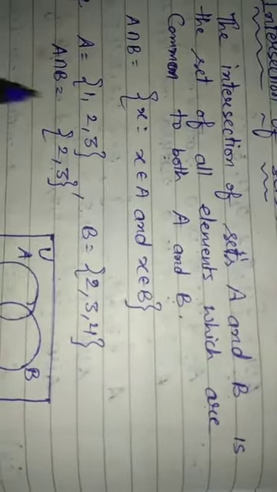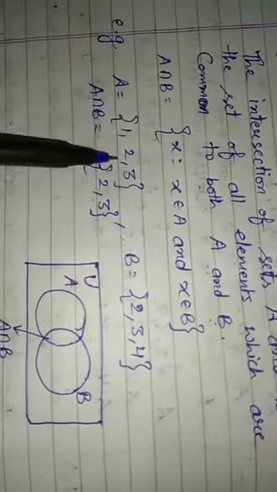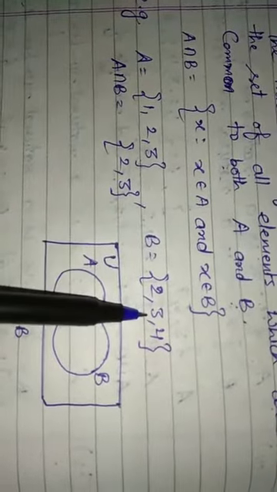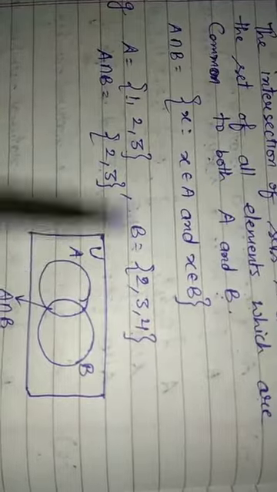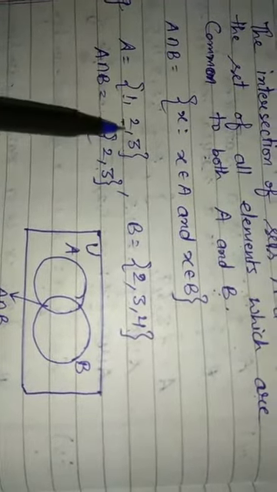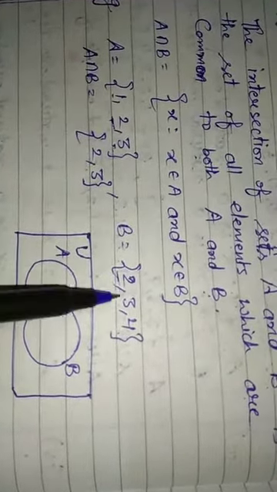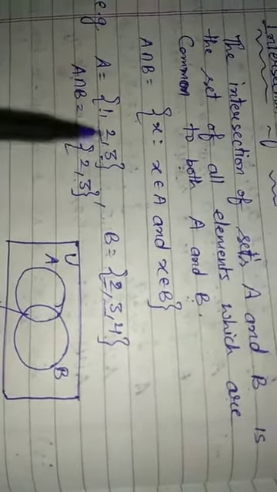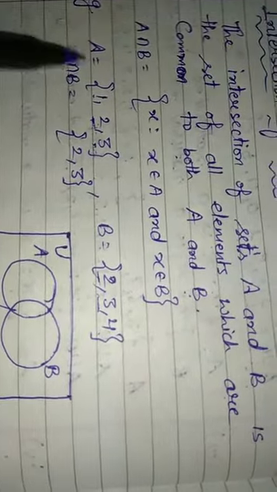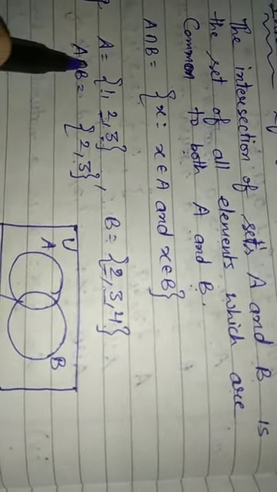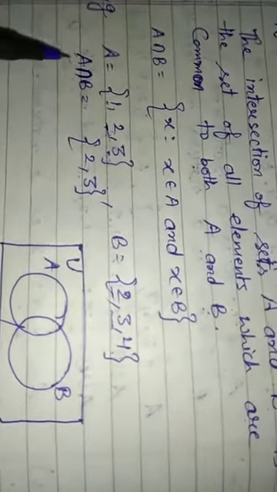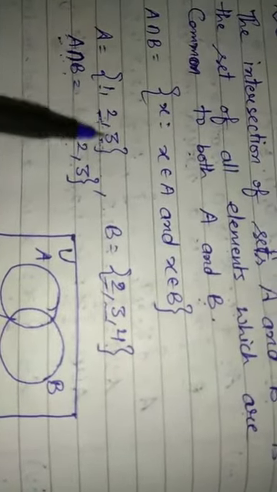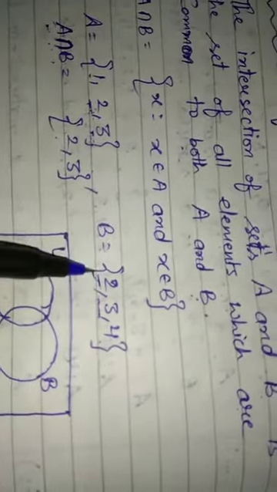It means, suppose A set has elements 1, 2, 3 and B set has elements 2, 3, 4. So look at this. 1 is here, 1 is not here, so this is not common. 2 is here, 2 is here. 3 is here, 3 is here. So 2 and 3 are the elements of A and B both, so we will take them in the intersection. This is the intersection symbol. Union symbol is this and intersection symbol is this. So A intersection B is equal to {2, 3}. We will take the common elements.